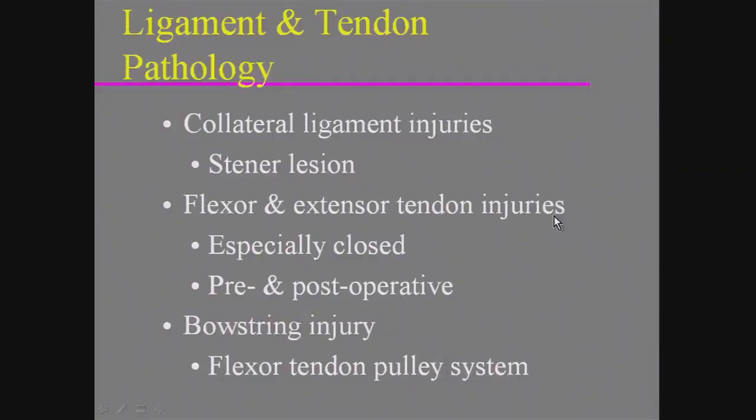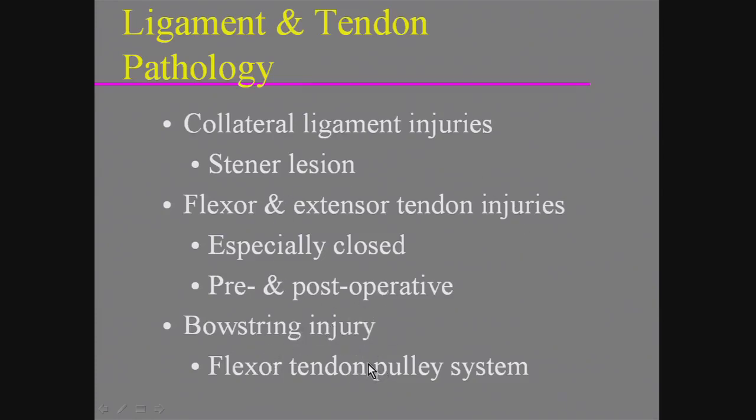Moving from osseous and cartilaginous injuries over to ligament and tendon pathology, we've got collateral ligament injuries, including the Stener lesion. We've got injuries to the flexor and extensor tendons. MR is especially important where there's a closed injury that may be not obvious clinically, the underlying tendon pathology. But it's also helpful when there's lacerations and that sort of thing that extend down into the tendons. Not only useful in the preoperative setting, but it's not unusual for these patients to develop recurrent tears of the ligaments that can be evaluated postoperatively.